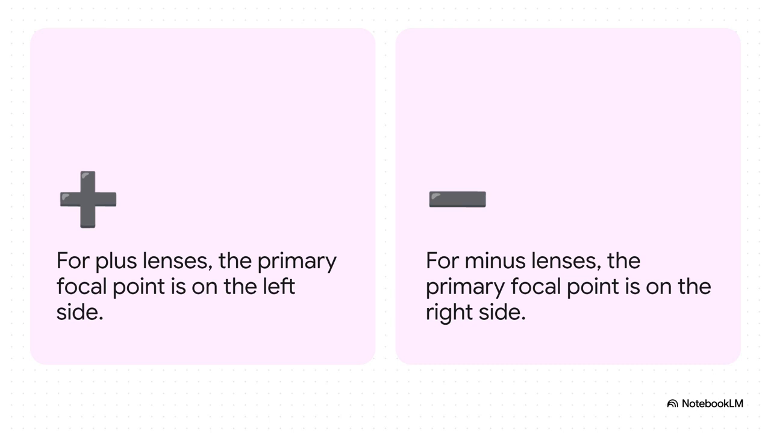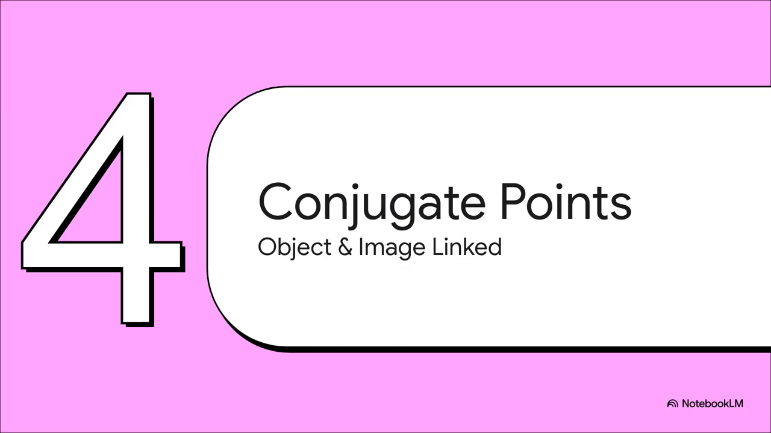Now pay close attention to this classic board trap. Look at how plus and minus lenses compare. For a plus lens, your primary focal point is on the left and the secondary is on the right. But for a minus lens, it completely flips. The primary is on the right and the secondary is on the left. The primary and secondary points are always on opposite sides of a lens, but their exact positions swap depending on the lens sign. Honestly, just draw this math out on your scratch paper the absolute second you sit down for the exam.